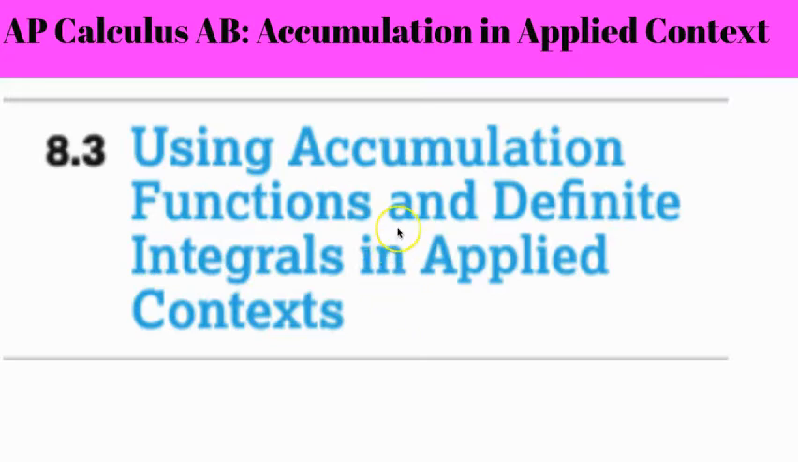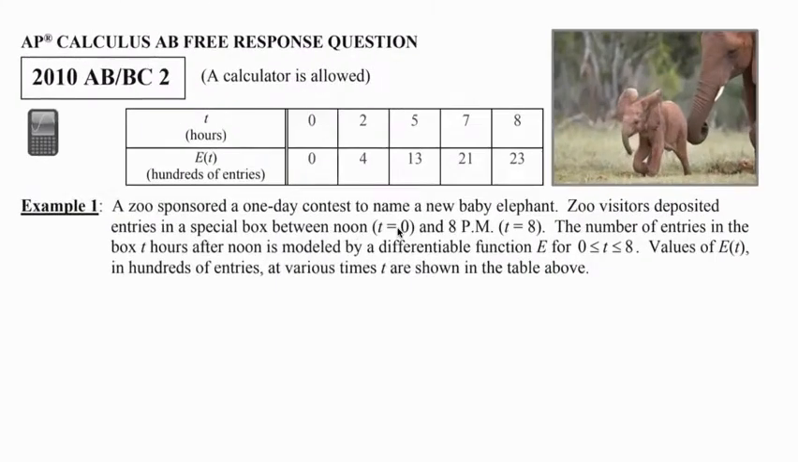We then moved on to accumulation in applied context, section 8.3. And here's an example of that. Now we've been asked a bunch of questions that involve derivatives about a tabular situation like this, but some questions that involve integration can also be asked, because remember, when we integrate, we remove a rate. So when we have hundreds of entries per hour, right? When we integrate, we remove a rate.